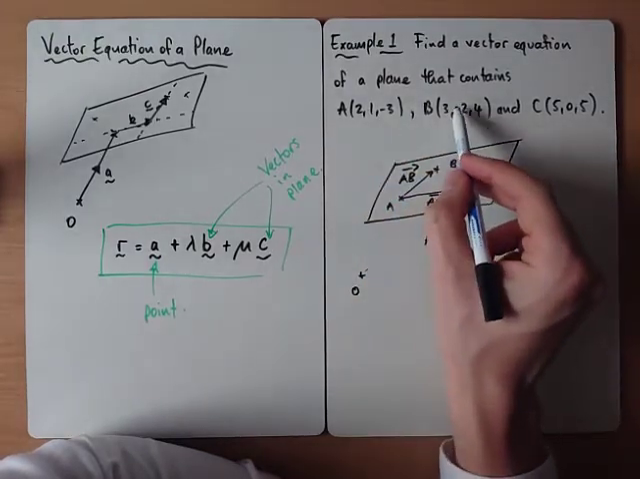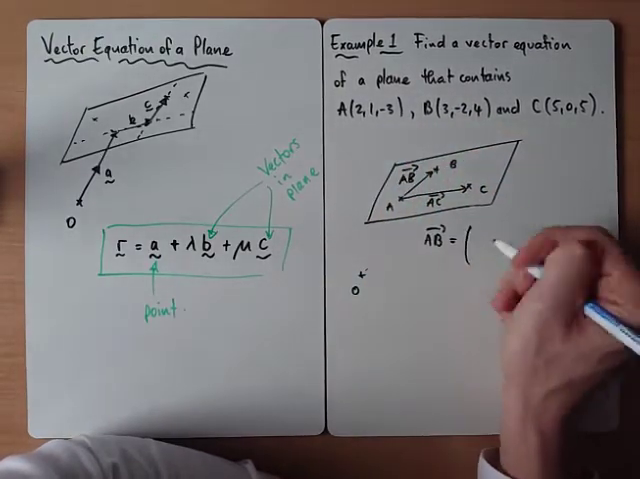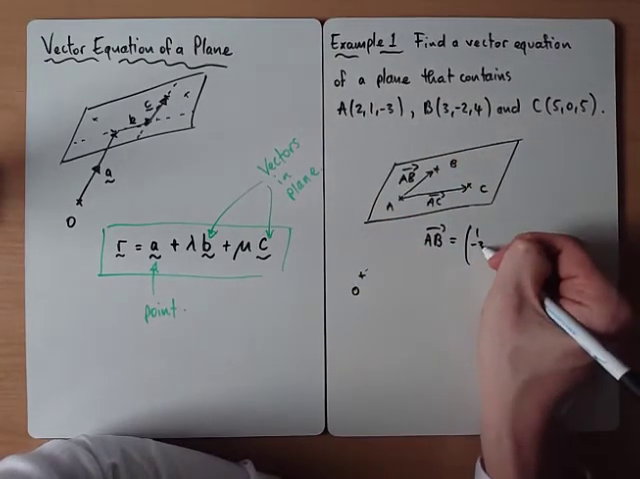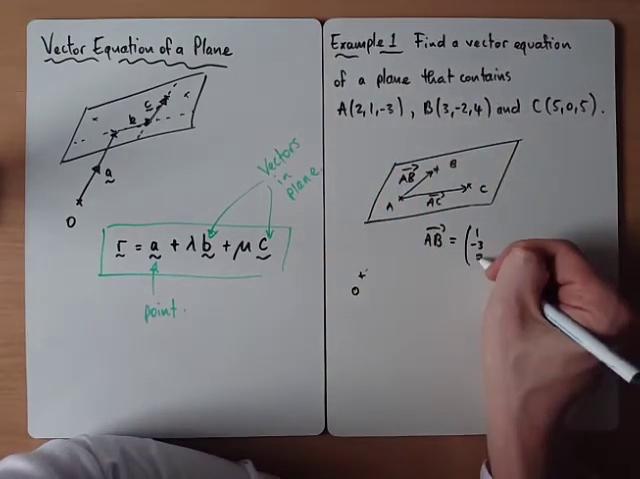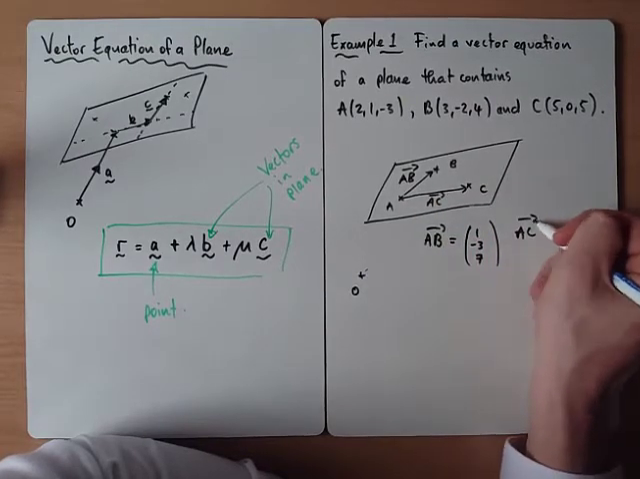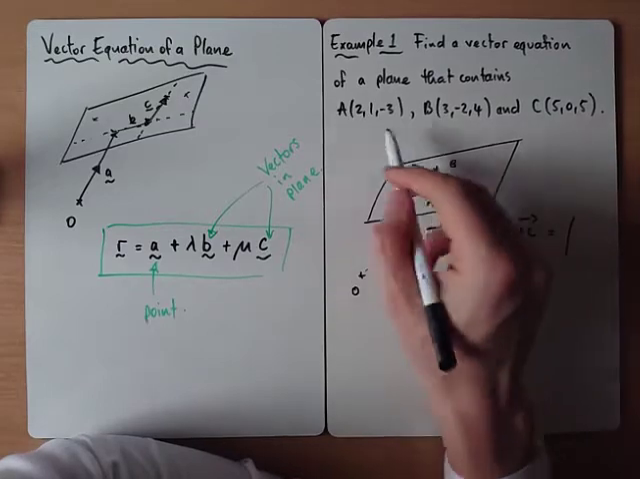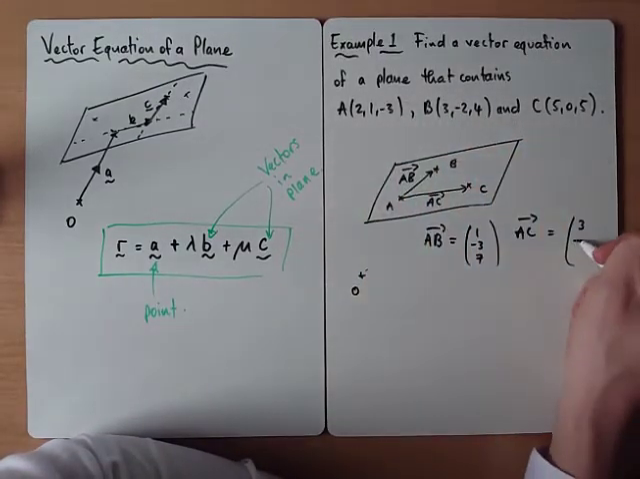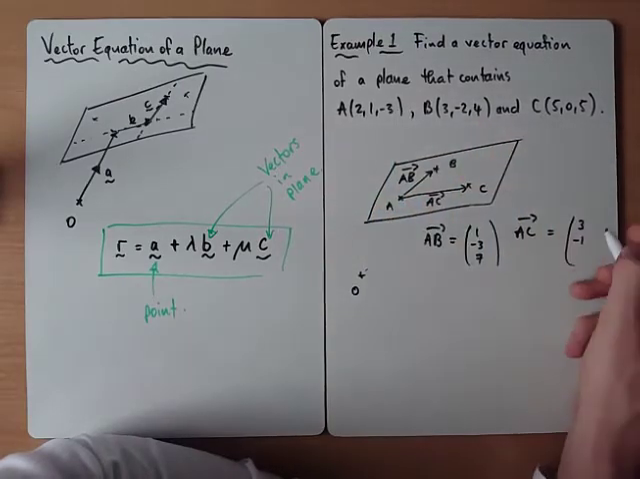Which is b minus a, or think about this from a to b, it'd be 1 minus 3, 7. And the vector from a to c would be 3 minus 1, 8.